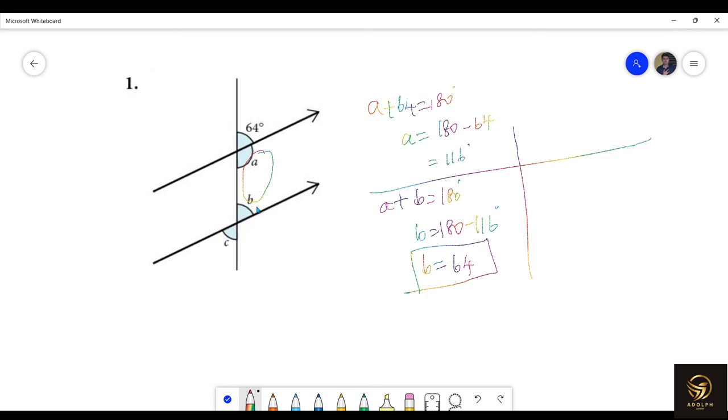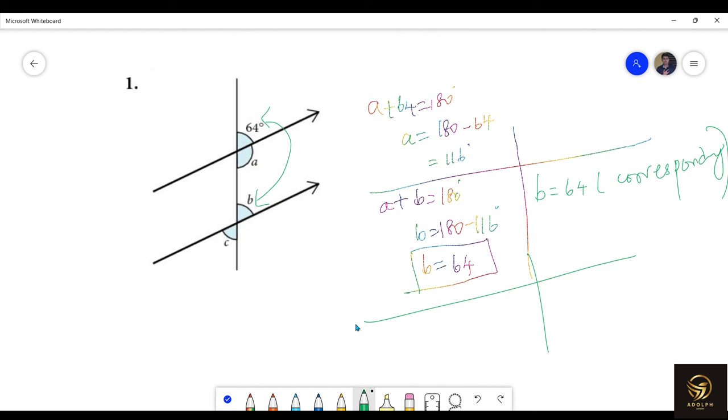If B, you just check here. B and 64 are on the same side of the transversal, and one is interior and exterior, so corresponding angles are equal. So directly you can write B equal to 64, and if somebody asks how did you say that, because of corresponding angles, so that is the reason I can give.